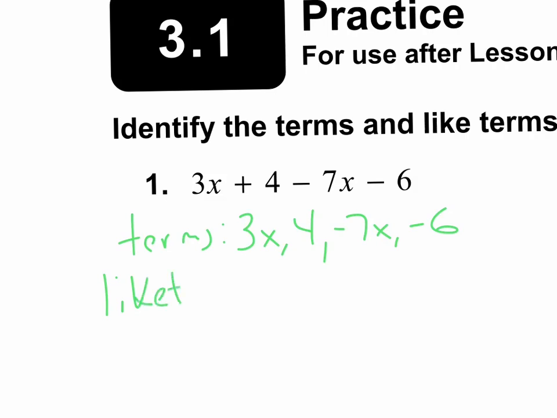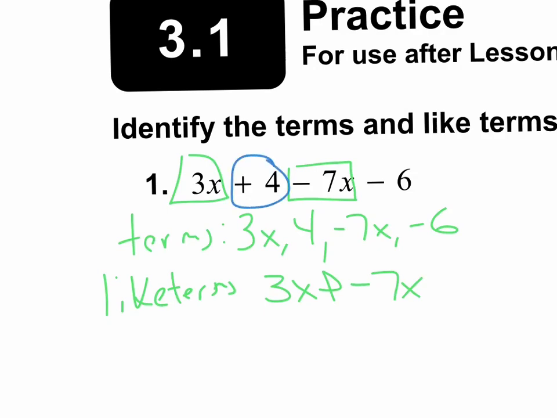Now to find like terms, they have to have the same variable and the same exponent. Constants are always going to be like terms. So 3x has an x. Is there anything else that has an x? Negative 7x, and x is raised to the first power on both of them. So my like terms are 3x and negative 7x. Then I go to my next one and circle positive 4. Is there any number that does not have a variable with it, like positive 4, negative 6? So 4 and negative 6 are like terms also. So we have 2 sets of like terms.